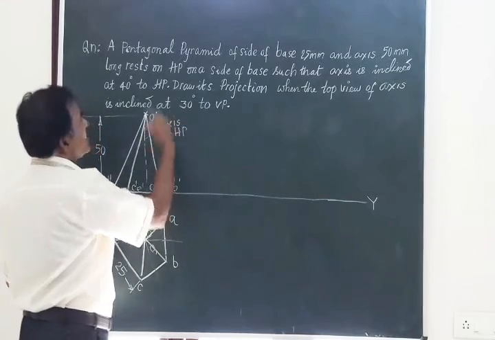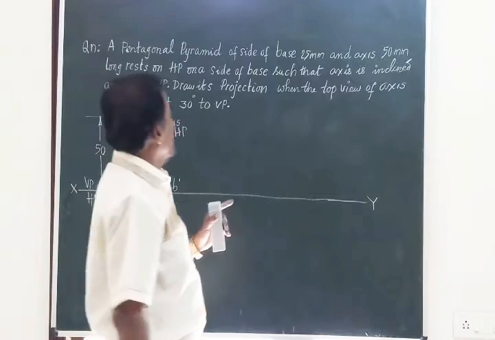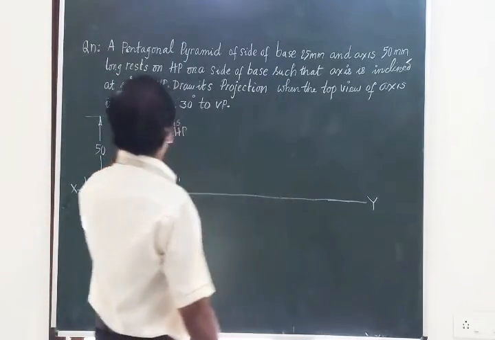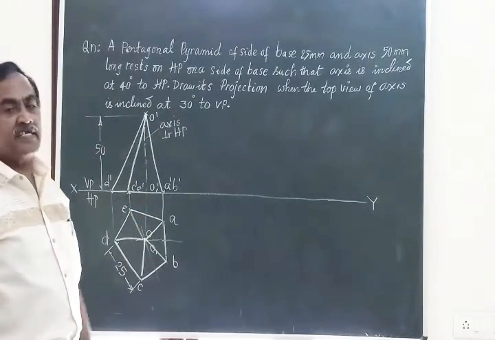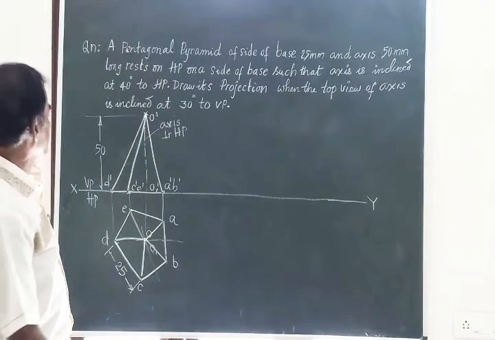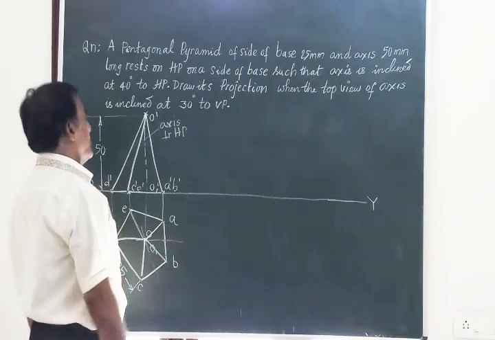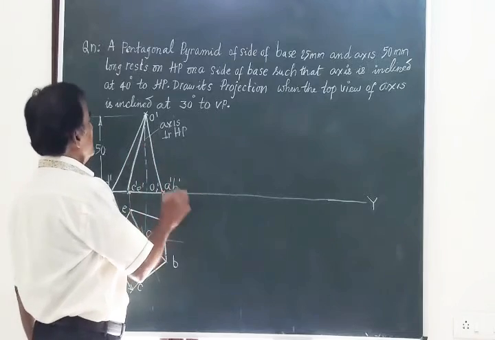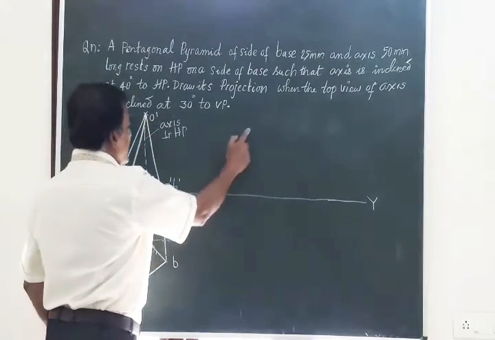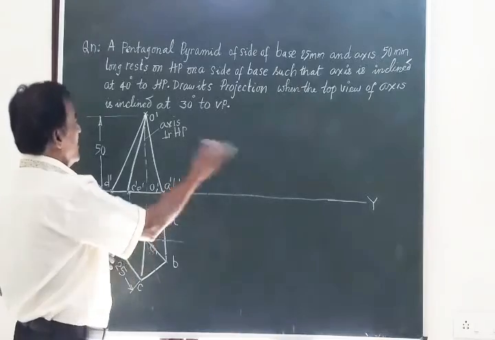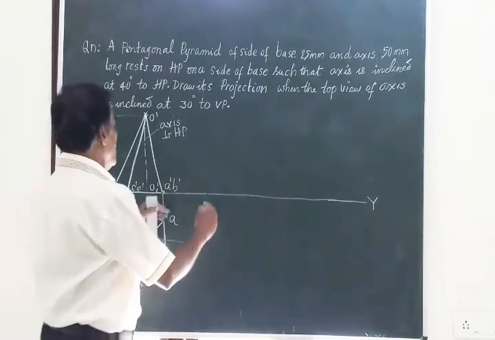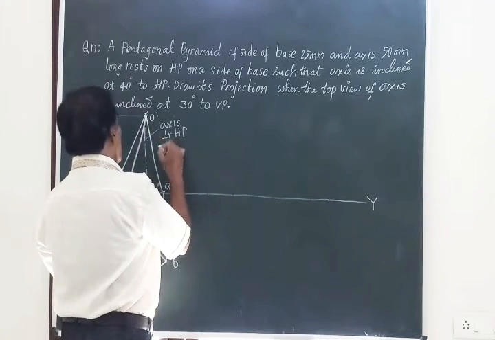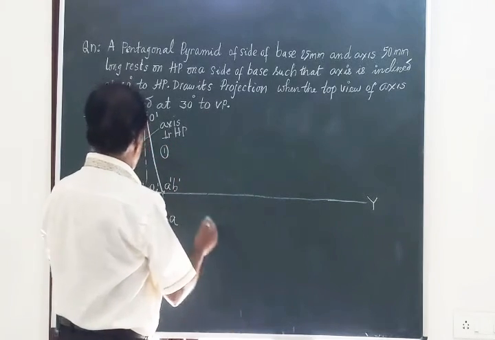Perpendicular to HP. What is that in the problem? He says, draw the projections of the pyramid when the axis is inclined at 40 degrees to HP. Right. Here the axis is perpendicular to HP. Now I have to redraw this figure such that O dash, O1 dash gets inclined at an angle of 40 degrees to XY. So the same figure has to be redrawn here. We will call this figure as number 1, and 1 is to be redrawn again.